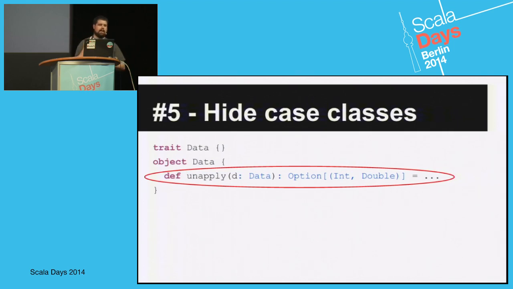Another thing is you can hide case classes. So if you need to deconstruct something and you want people to pattern match on it, okay, write the unapply method yourself against an abstract trait. It's unfortunate that you have to do this, so only do it when you really have a binary compatibility reason and your data is something that changes frequently. If your data is relatively locked down, you do not have to do this.